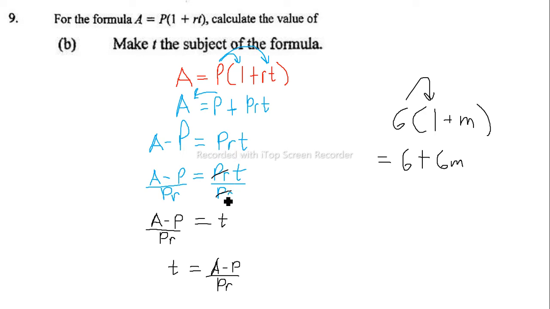So you just randomly decided that? Not randomly, because we're trying to make t the subject. So we need to get rid of the pr. So this is the part where you do so. Sure. Okay. I think I get it.